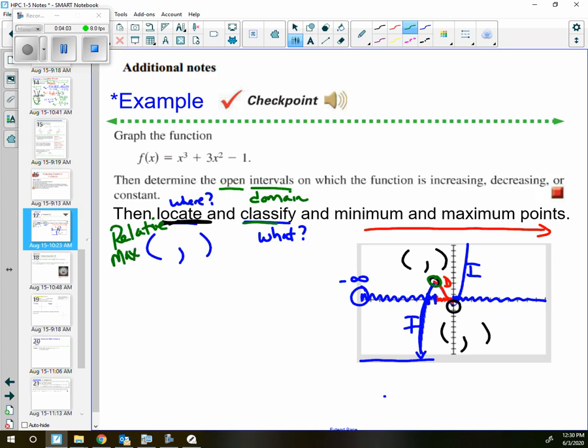Why is it relative and not absolute? Well, there's points higher in other locations. So remember, a relative, or the other word we used was local, so you could use that word as well. Relative to the points around it, it's a maximum. But there's other points on the graph that are definitely more than that one. So let's find that maximum.